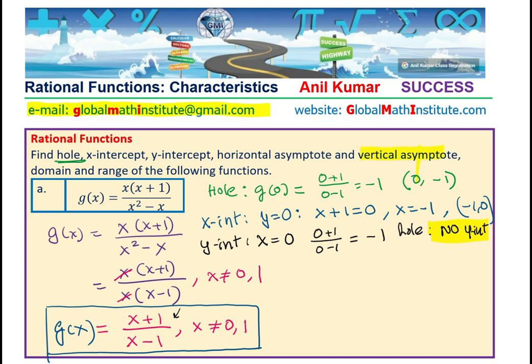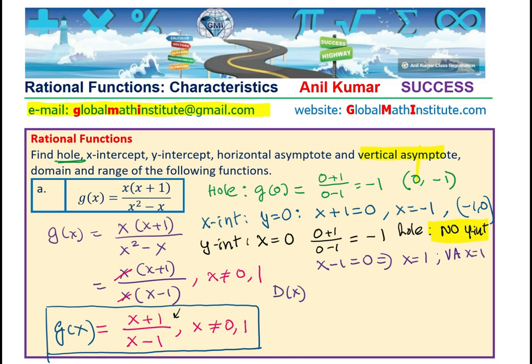Now let's look into the domain and range, but before that, the vertical asymptote. For the vertical asymptote, the denominator is 0. So let's rewrite the denominator, x minus 1 equals 0, which gives you x equals 1, and therefore we have a vertical asymptote at x equals 1. Makes sense.